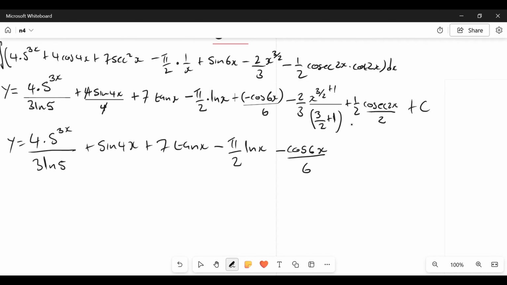Right, so when we simplify this term here, we have negative 4 over 15x to the power of 5 over 2. And then the last one, on the numerator, we have 1 multiplied by cosec 2x. So it's going to be cosec 2x divided by, we have this 2 and 2 multiplying each other on the denominator, 4 there, and then plus c. Guys, this is how you do the integration of this polynomial.